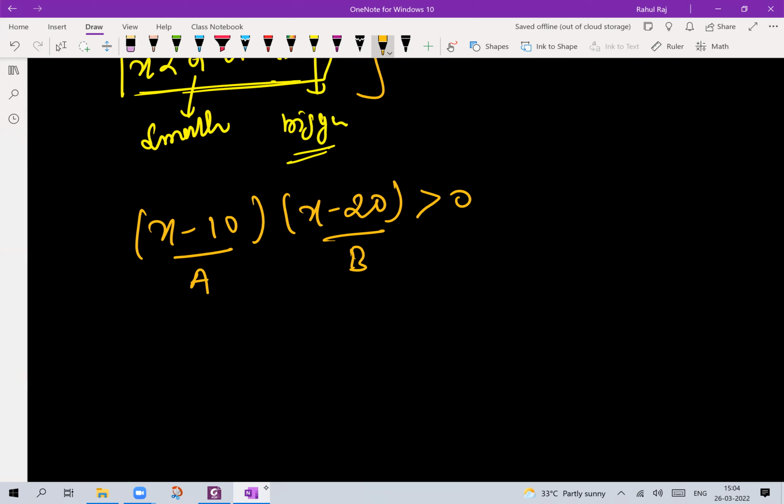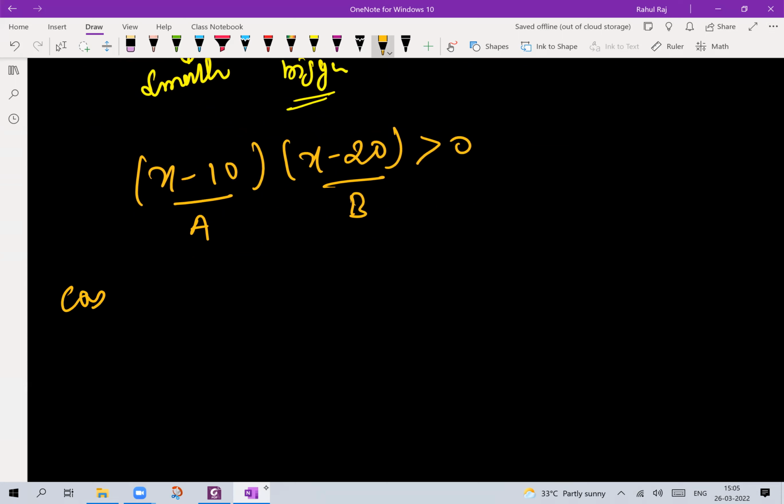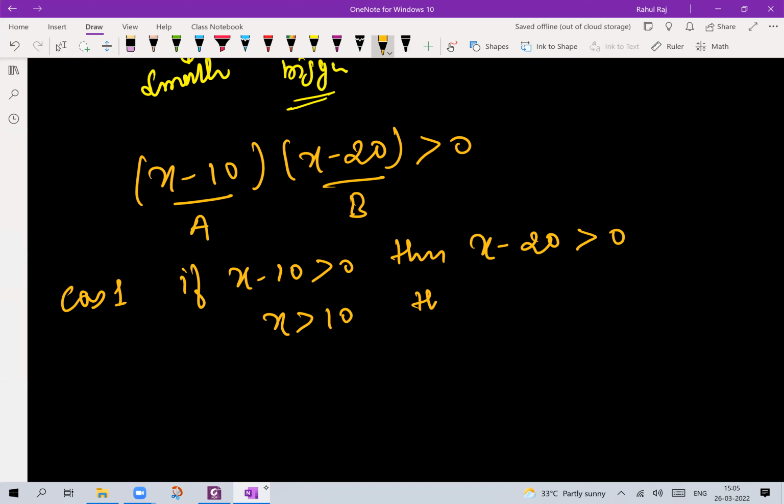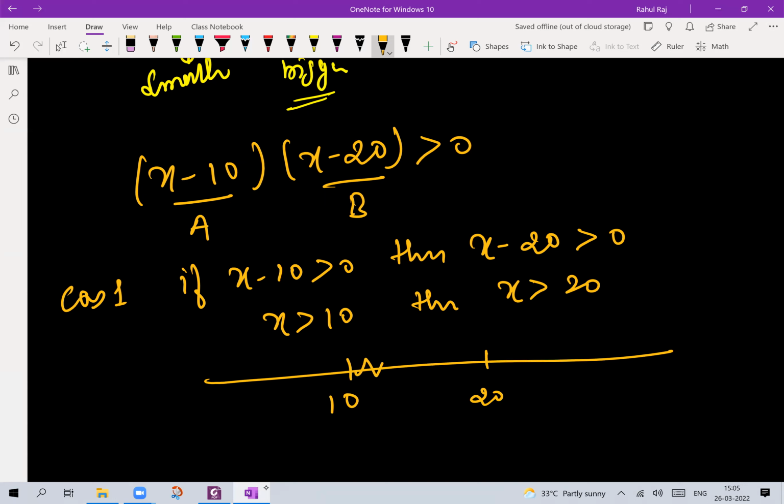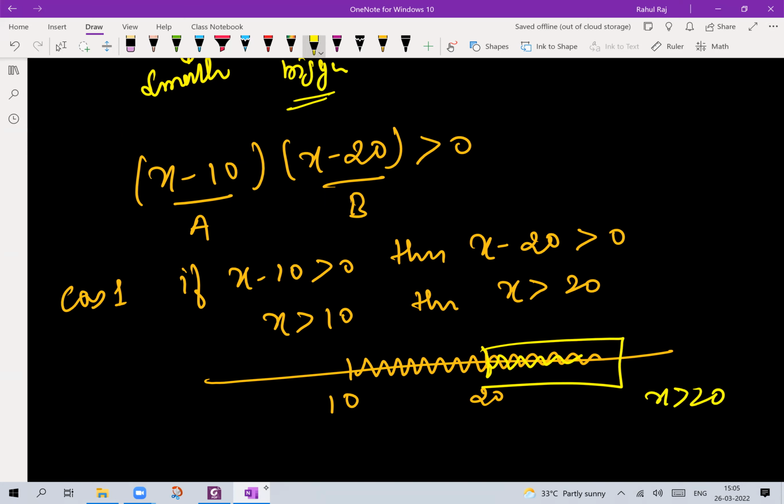If AB is greater than 0, guys, it means that A and B are of the same sign. I can have two cases. Case one: if A is positive, meaning x minus 10 is greater than 0, then x minus 20 should be greater than 0. Simple logic. That is, if x is greater than 10, then x should be greater than 20. So take 10 here, take 20 over here. x is greater than 10. This graph clear? x is greater than 20. This graph, what is the common value? x greater than 20. This was case 1.